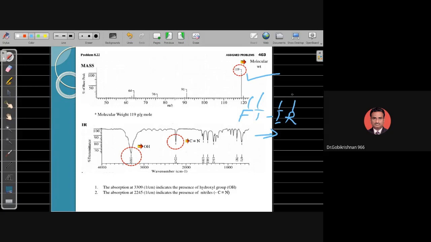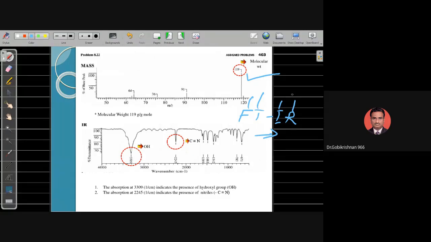The FTIR is mainly used for finding the functional groups present in your molecule. The principle behind FTIR is that a molecule is subjected to the IR region of the electromagnetic wave.